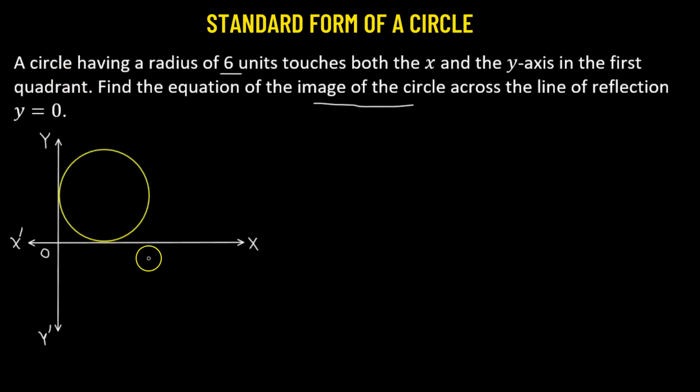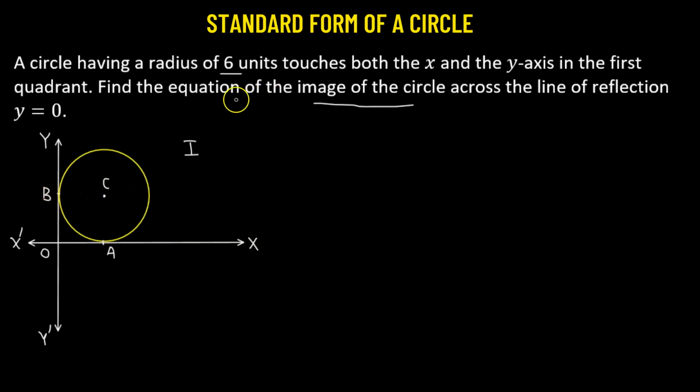So here we have a Cartesian plane with the x and the y axis. This is our quadrant number 1. In this quadrant, we have a circle. Let's call the center of the circle C, and this circle, which has a radius of 6 units, is touching both the x-axis as well as the y-axis. Let's say it's touching the x-axis at the point A and it's touching the y-axis at the point B.